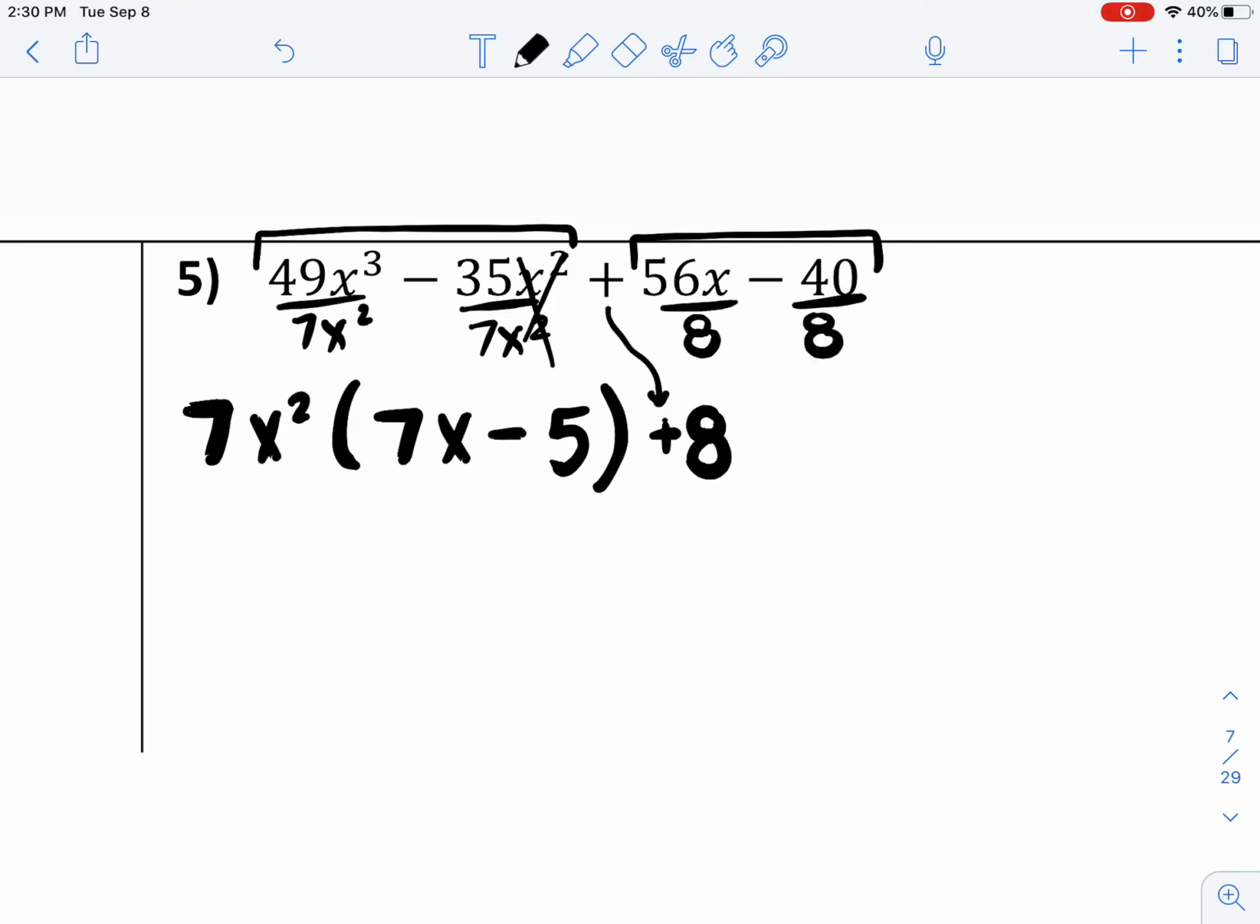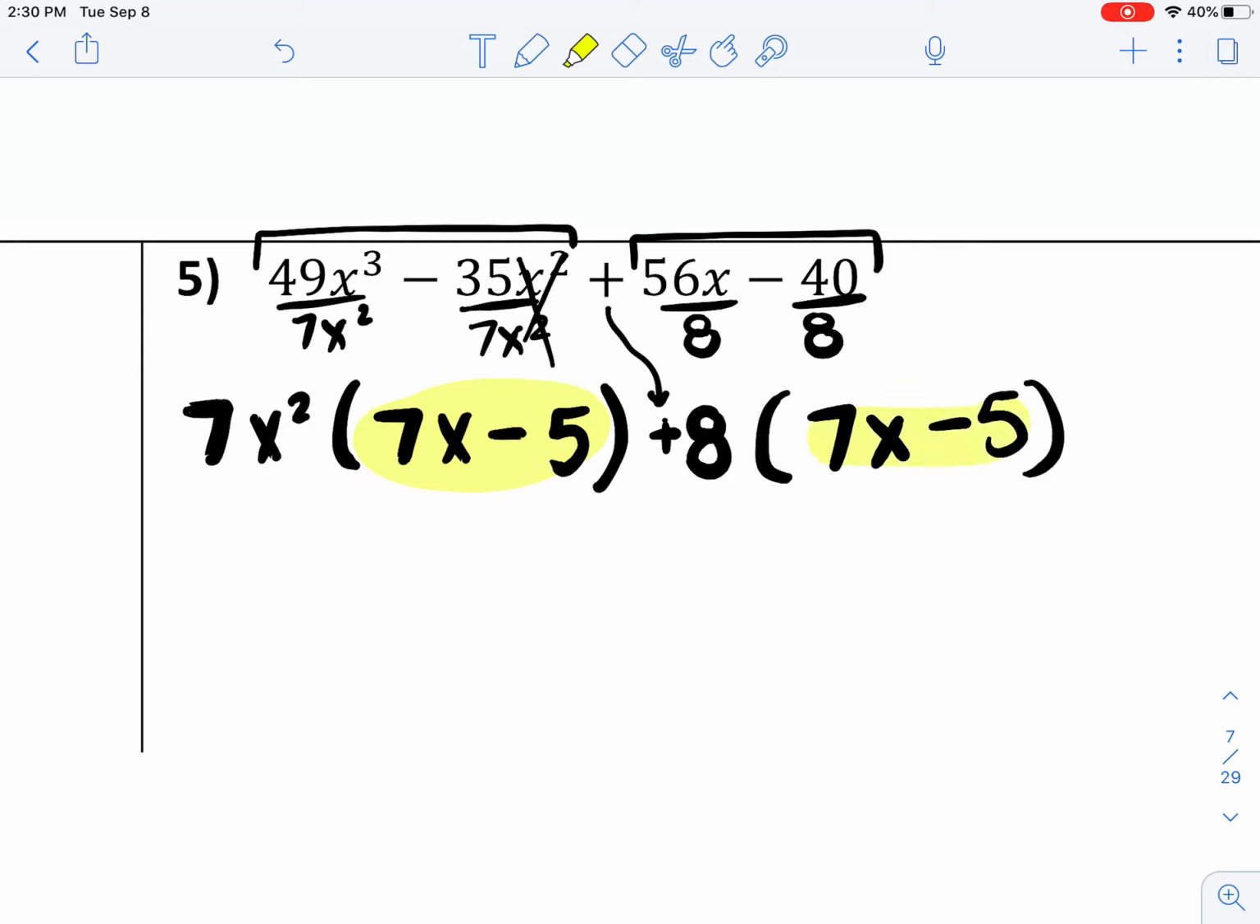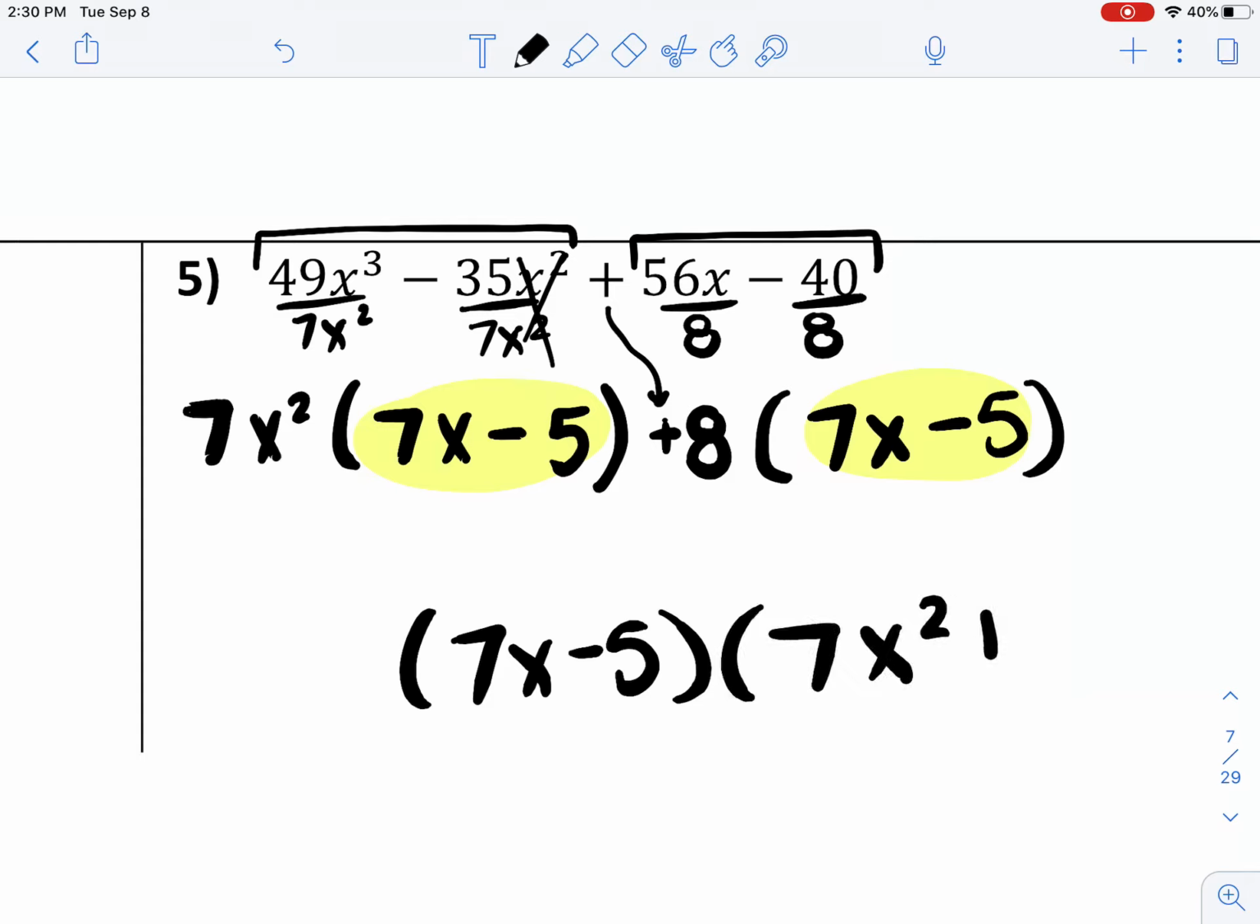So I'm going to divide by 8. 56x divided by 8 is 7x. Negative 40 divided by 8 is negative 5. And hey, will you look at that? They match again. 7x minus 5, 7x minus 5. So I pull that out, and then write what's left over in my other parentheses. So 7x squared plus 8.